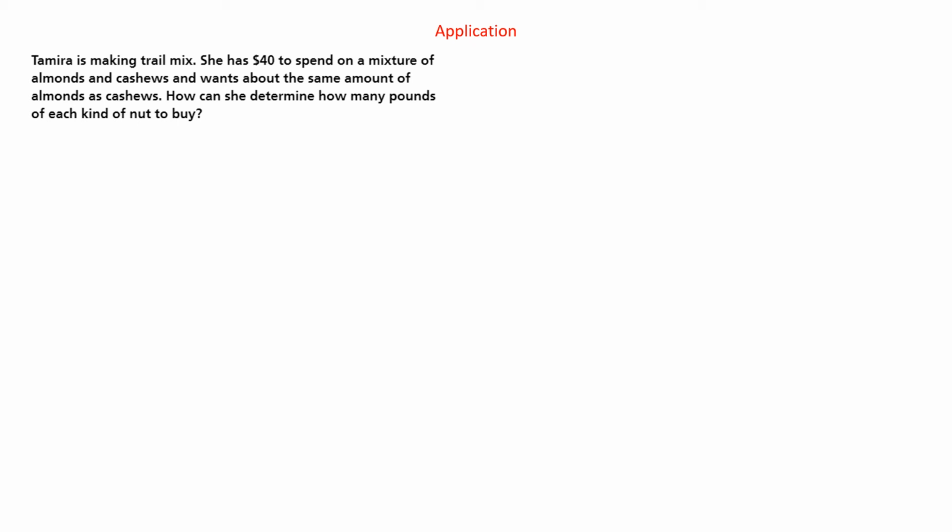So, what kind of information do we have here? Right now, we have $40, and we also know that she's going to be buying almonds and cashews. But we don't know how much. That's going to be our variable. But what else are we missing here that would be really nice to know? How about how much each of them costs per pound? That would be nice to know.